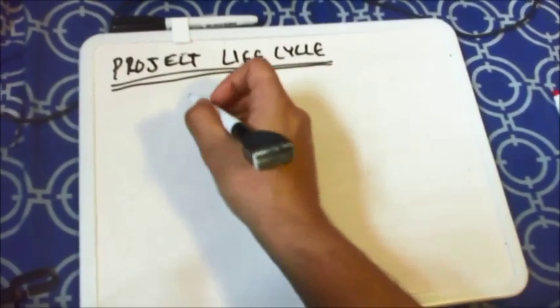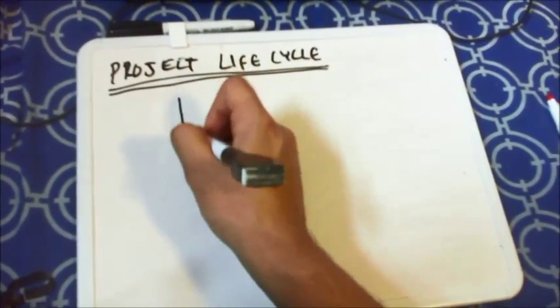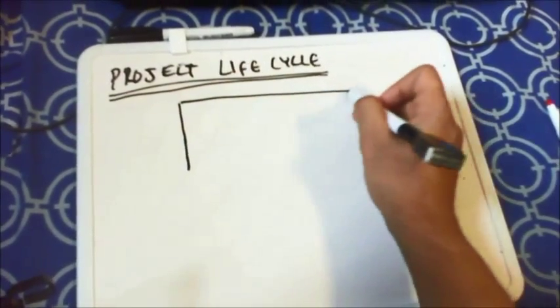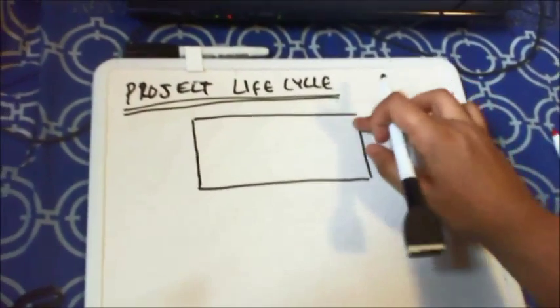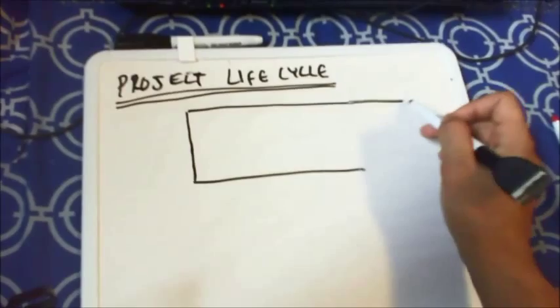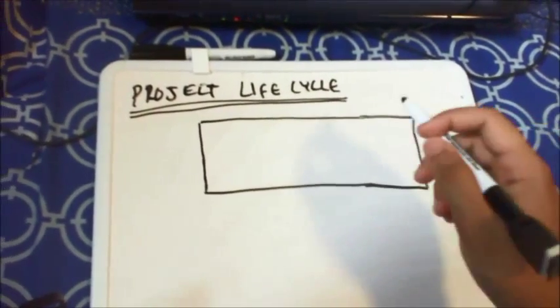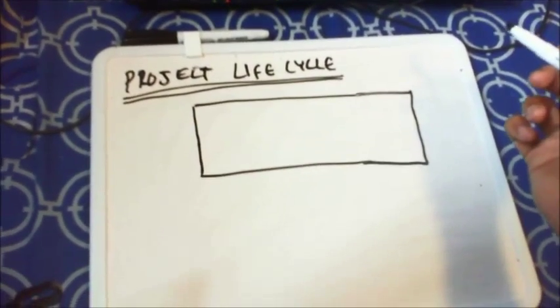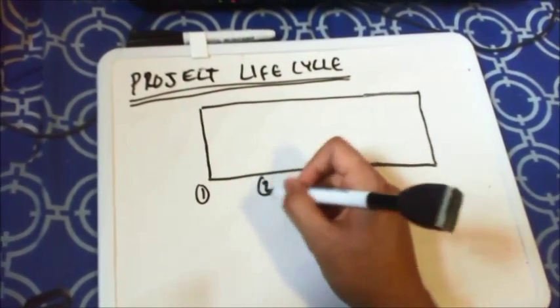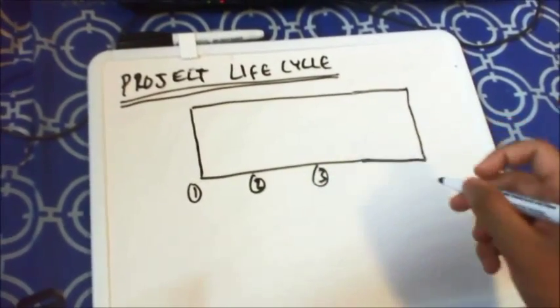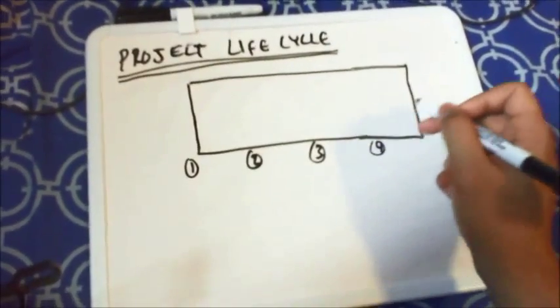So I'll do this diagram for you here. Here's a nice big box. Alright, so the project life cycle is split up. Let's actually make this a little bit bigger. The project lifecycle is split up into 4 main parts. So let's number them right here: 1, 2, 3, and number 4 right here.